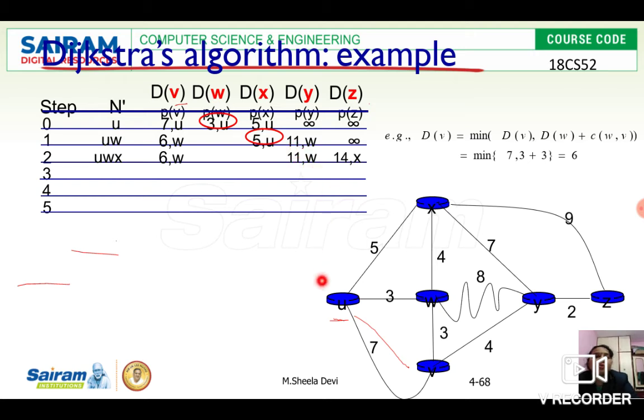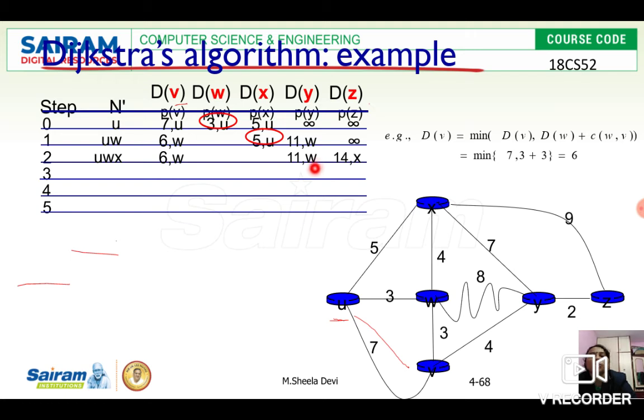Next, from U through X to Z, do we have any path? Yes, we have. What is the cost? 9 plus 5, 14. Compared to infinity, 14 is less. So I am updating 14 comma X. Next, among these three values, we have to compare which is the minimum value, which node is having the minimum value.